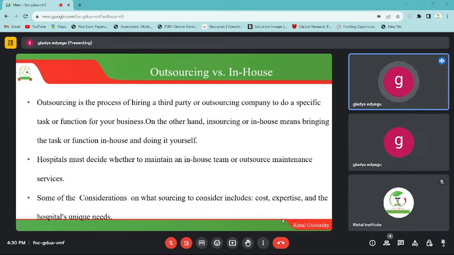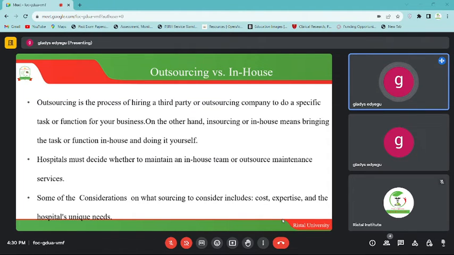Then the other factor we looked at, which can tell you to use the in-house team or the outsourcing maintenance, is the size of your facility. So the size of the hospital also matters. Then the specialty, the specialization, the skills to do the work can dictate whether you get the outsourcing maintenance or the in-house team services. Then some of the considerations on what sourcing to consider include the cost, expertise, and the hospital's unique needs.